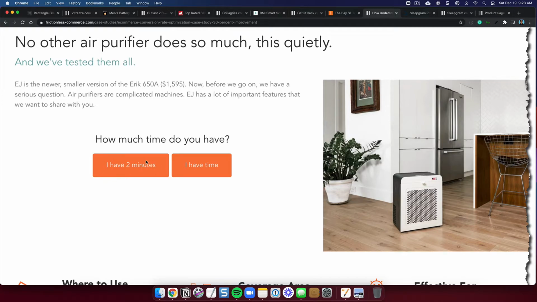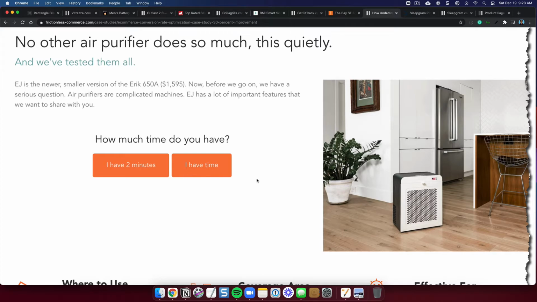We knew people who selected 2 minutes would want the elevator pitch. And someone who said, I have time, is already telling us through their action that they really want to get the proper details. For people who selected this, we gave them the full detailed explanation for what the product did. For people who selected 2 minutes, we gave them the 2-minute version of that same sales pitch. Both had the same impact, but they were personalized for those groups.